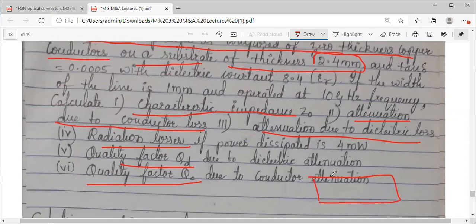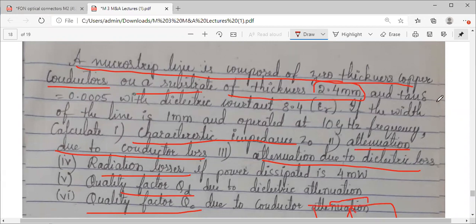This is your substrate on which the strip is mounted. Its thickness, height, is 2.4 mm, and tan delta is given here, which is nothing but your loss tangent. Directly they have given tan delta 0.0005, and the dielectric constant epsilon r is 8.4. If the width of the line W is 1 mm and frequency is 10 gigahertz, you need to calculate all these.